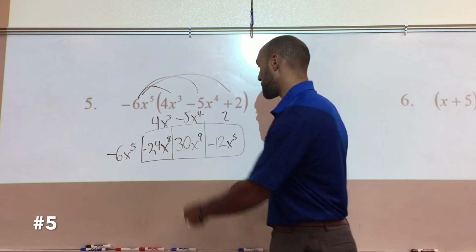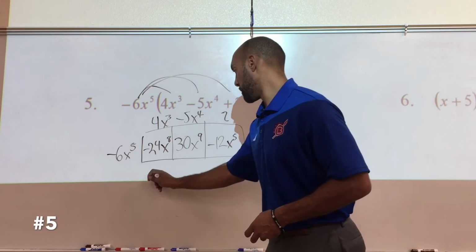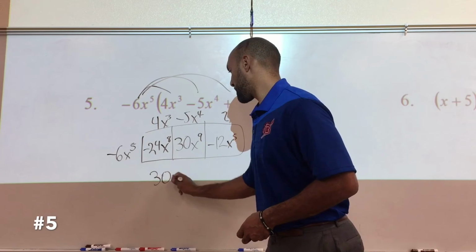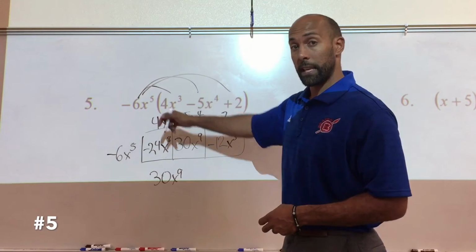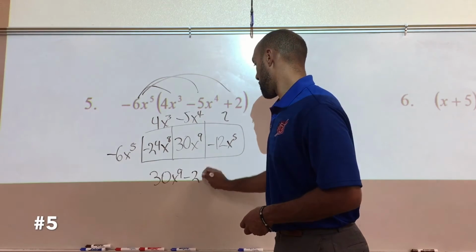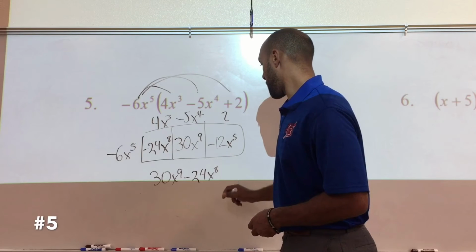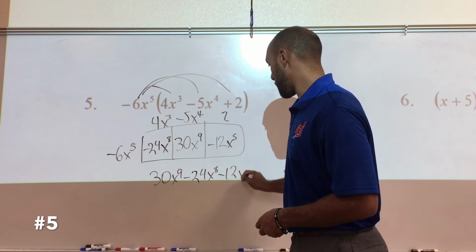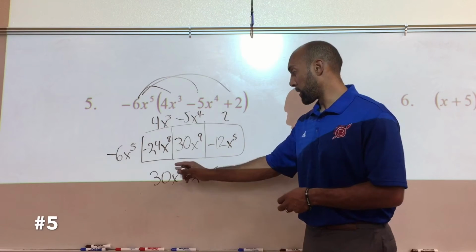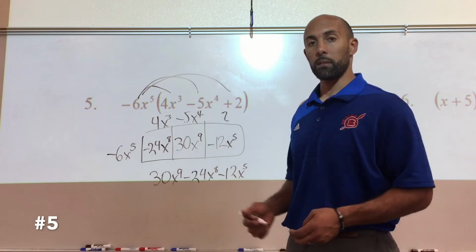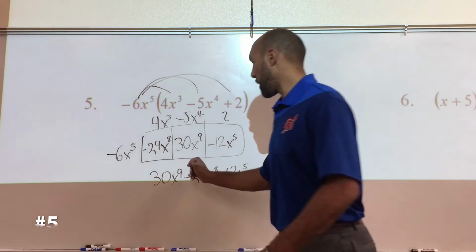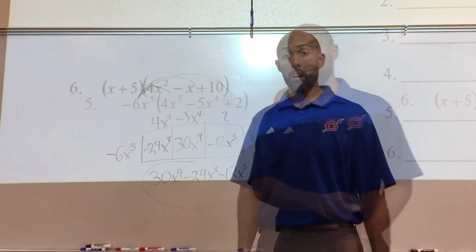Okay, anyways. All right, so first, 30x to the 9th, because that has the highest exponent. Okay, then x to the 8th, so 24x to the 8th, and then minus 12x to the 5th. You notice we went in order, 9, 8, 5, in order of exponents. That tells you the standard form, and we're done. Now, number 6.